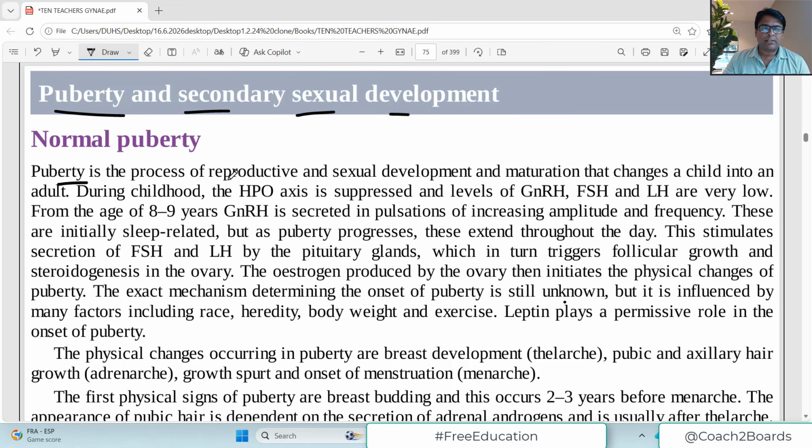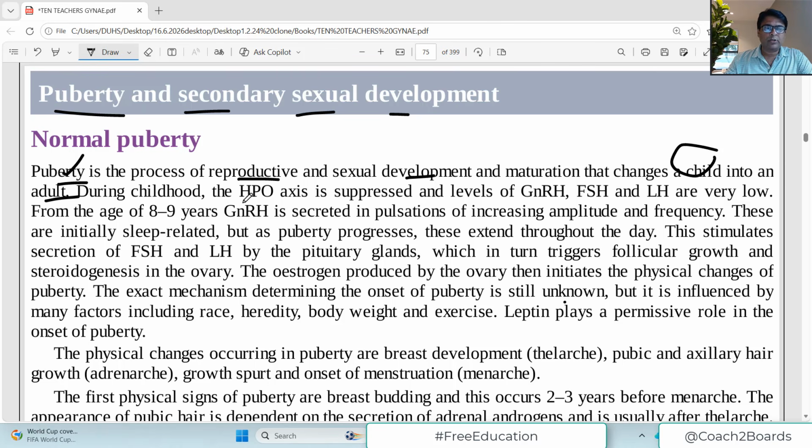So puberty is the process of reproductive and sexual development and maturation that changes a child into an adult. So this is a series of events, obviously based on hormonal changes, and that leads to changes in the morphology and structure of a person. So the child ultimately develops into an adult. So that is what we call puberty.